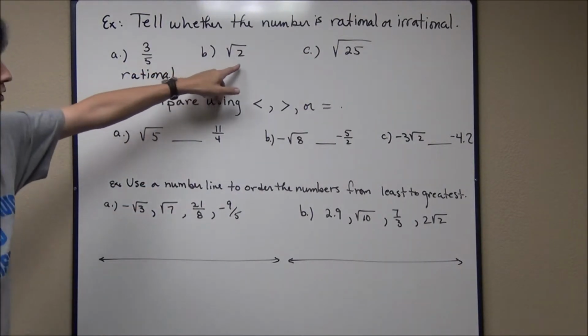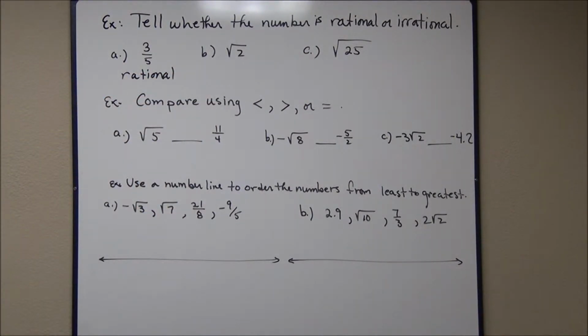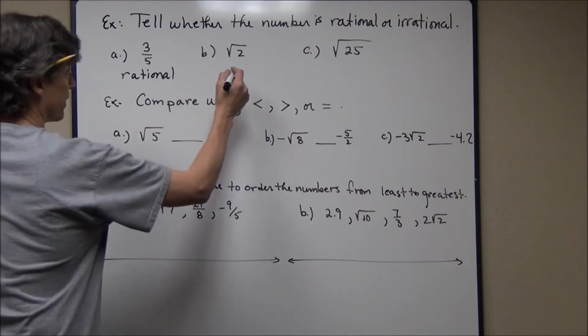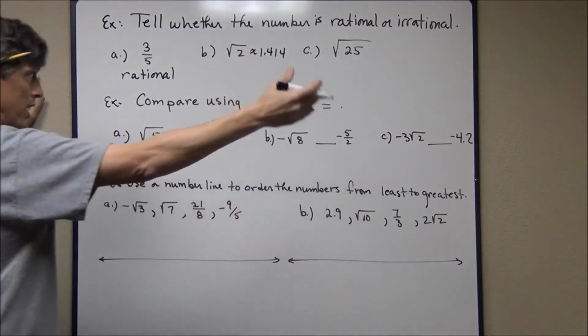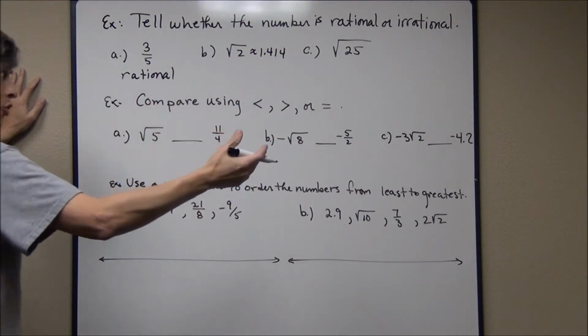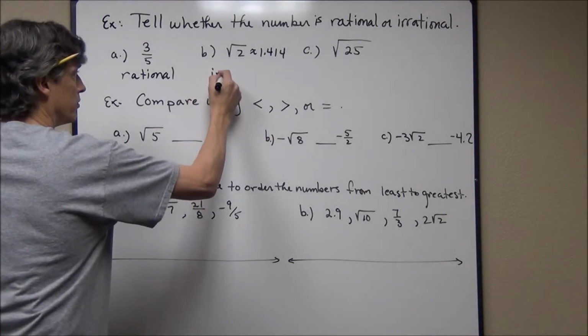Now this guy here, the square root of 2, 2 is not a perfect square. It does not come out evenly. In fact, if you punch it out on the calculator, this is approximately 1.414, but it goes on and on forever and ever. Non-terminating, non-repeating, this one is irrational.